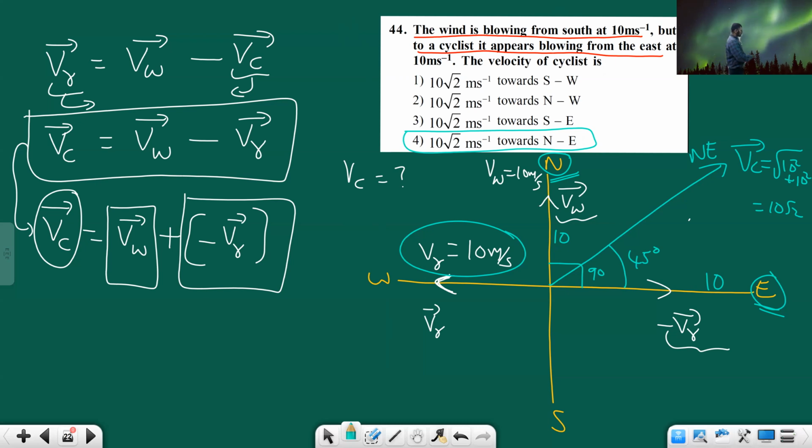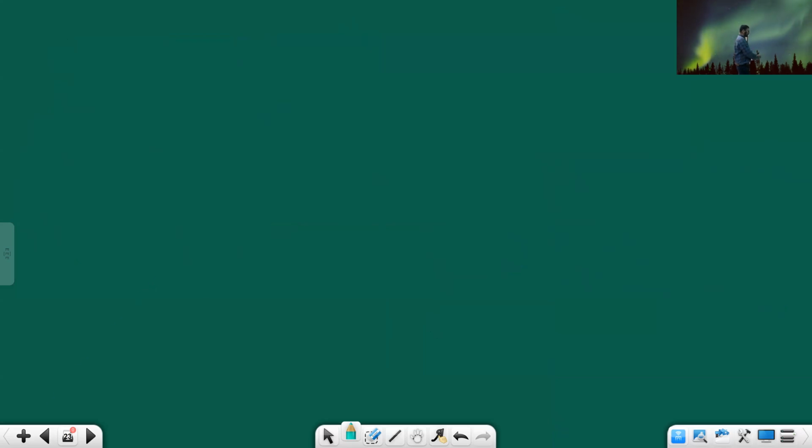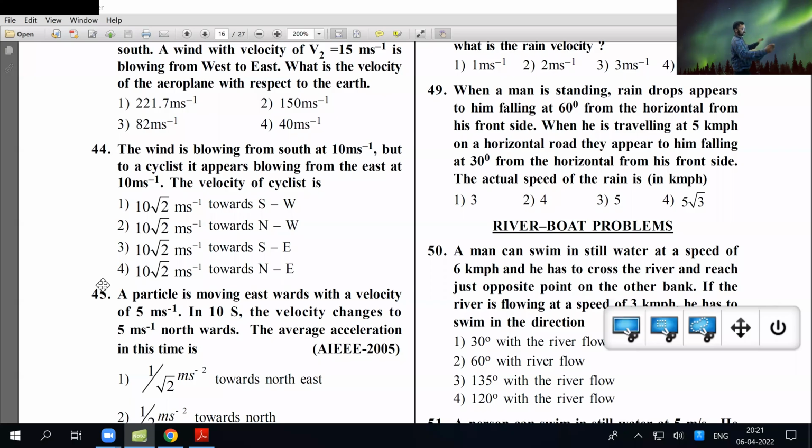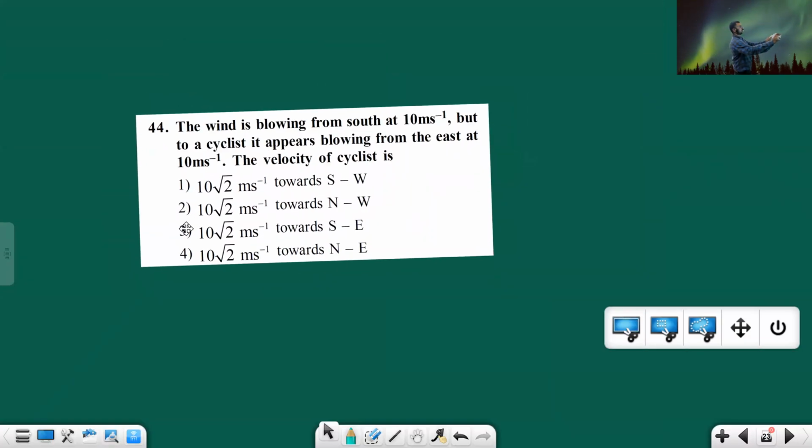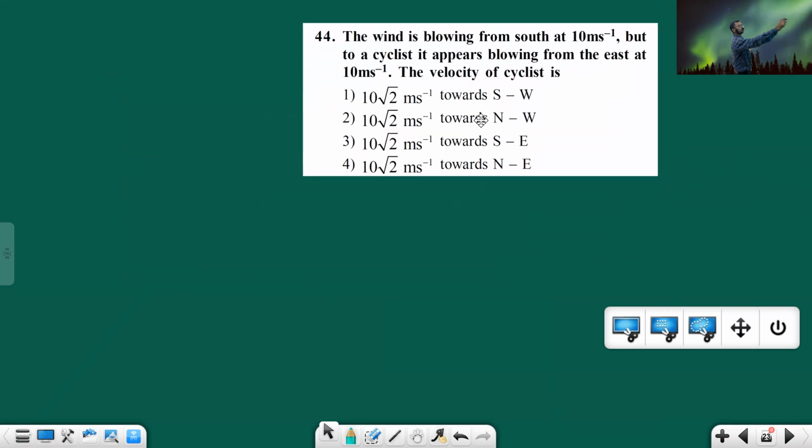Fine. So you understood this one in this way. Now I want to do this in a different method. I don't want to take much help from the diagram, only a little help. Then how to do it in another way? Let me check. The same problem I'm taking, and I want to solve it in a different method.